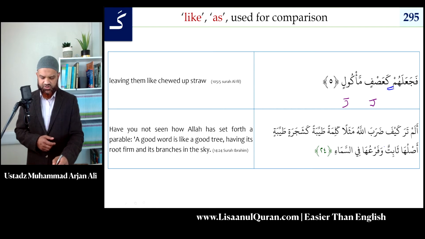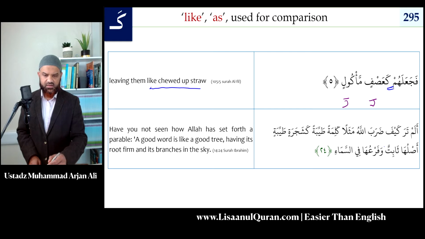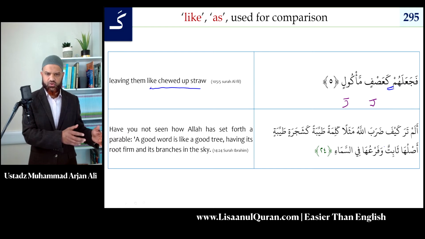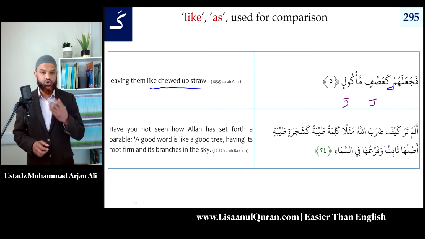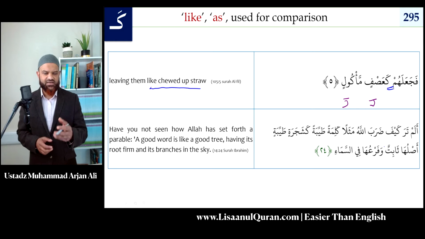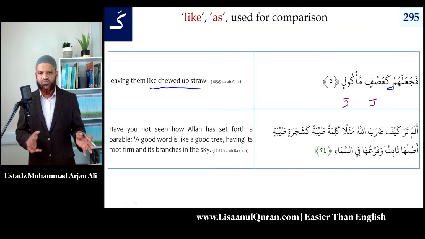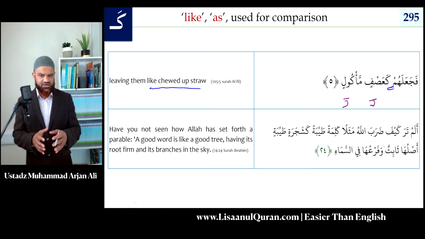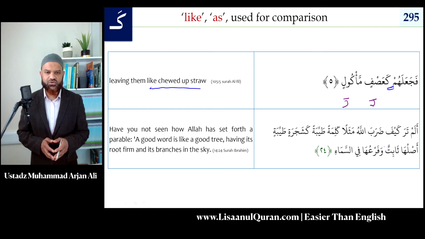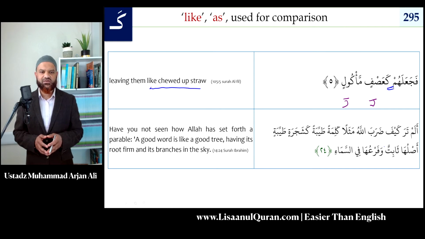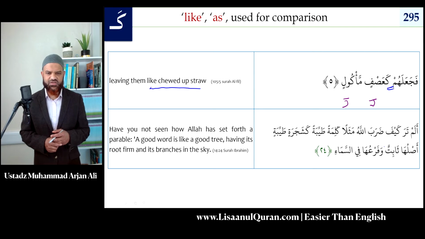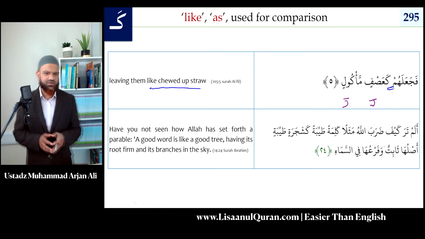So here the translation is like chewed up straw. The word straw is being described as chewed up, i.e. literally something that's been eaten. So if you've ever seen in a field when cows have eaten hay or grass or some tall stalks, what they leave behind. So that's what's been described here. Again, please refer to the tafsir of the surah and you'll get more details, inshallah.